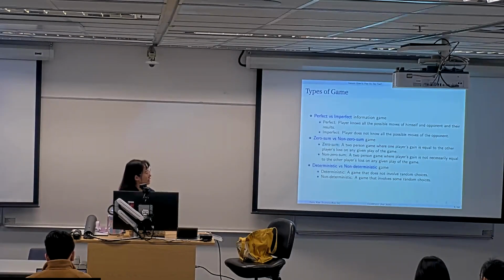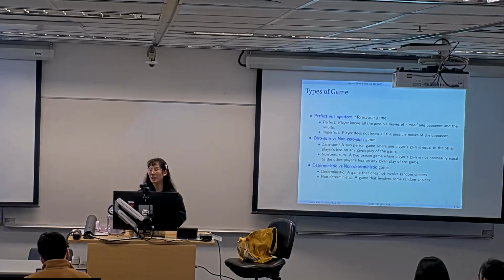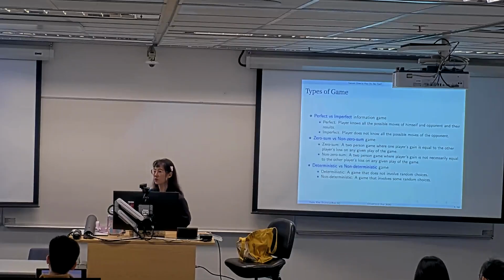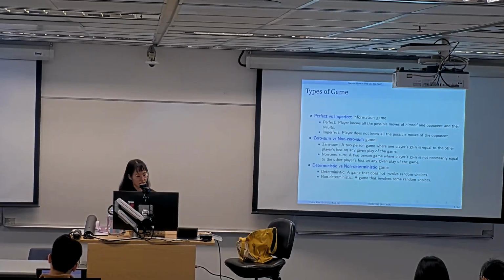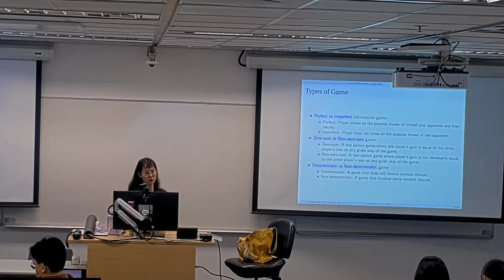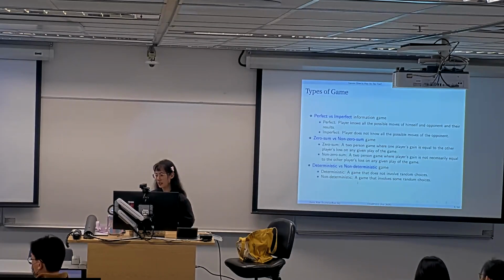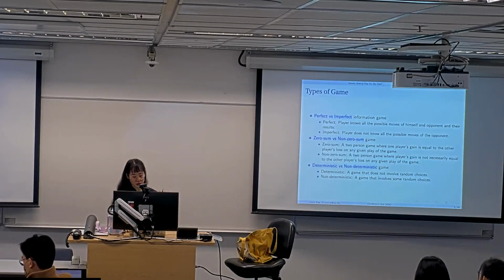And we can also divide the games into deterministic and non-deterministic games, depending on whether there are random choices. A deterministic game is one that does not involve any random choices. All the results are deterministic. When you play an action, it definitely leads to the result. The result is already determined. But for non-deterministic games, some involve random choices. Now, randomness is involved in such games. Not all the action results are deterministic. So these are the different types of games.